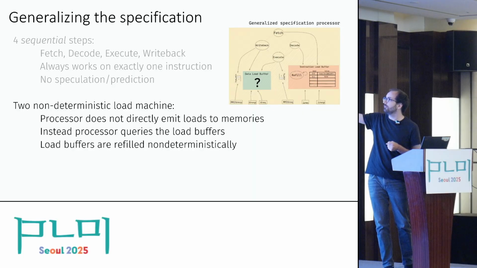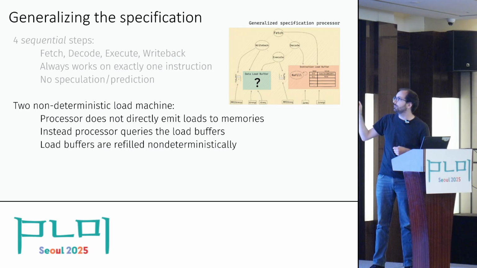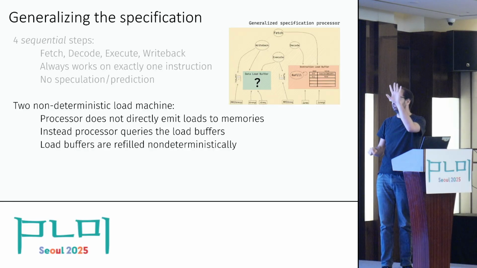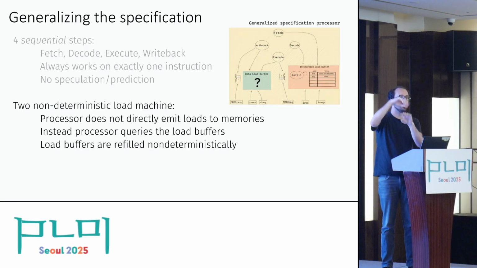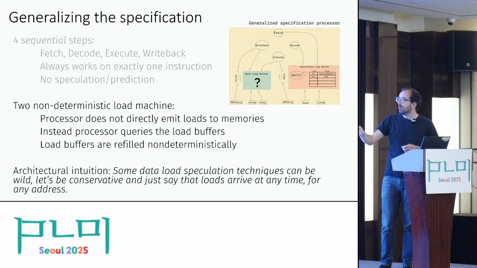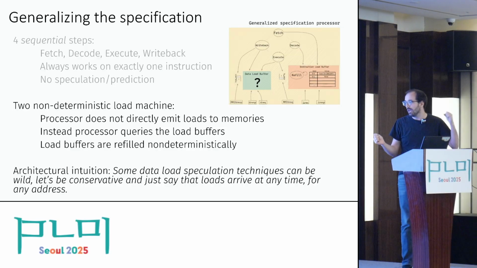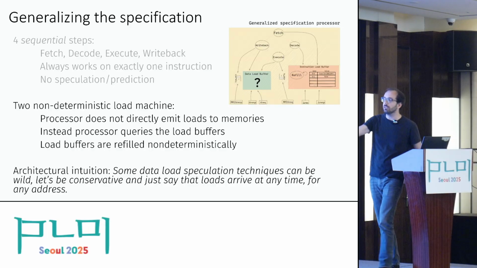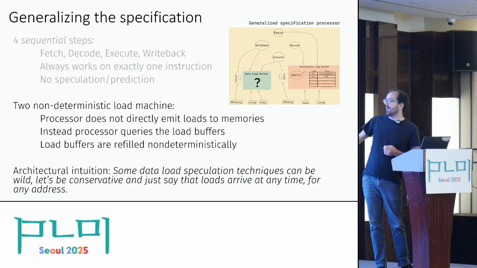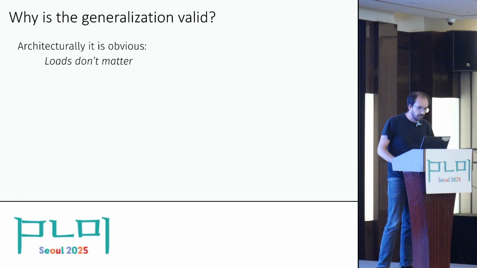So the way we think of this is basically we say the spec of a processor is not just the spec of a simple ISA machine that goes one by one. It's that, plus you randomly add a bunch of loads anywhere, at any address. Because architecturally speaking, loads don't matter. Data speculation techniques can be very wild. You would never know where they will send a load, when they will send a load. So conservatively, just say you could send a load anytime, and that's going to be your new spec. There are a little bit more things on store, but I won't elaborate on that much more.